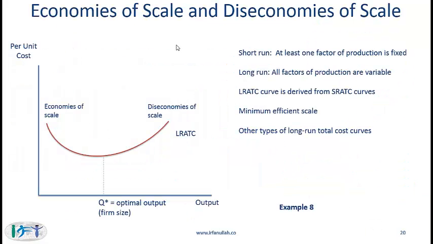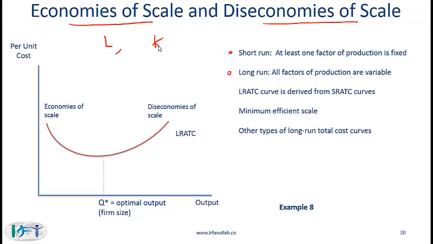Economies of scale and diseconomies of scale. On this slide, we will talk about several concepts. First, let's distinguish between the short run and the long run. In the short run, at least one factor of production is fixed. In the long run, all factors of production are variable. Simplistically, let's say that we consider two factors of production, labor and capital. Economists generally use the symbol K for capital.